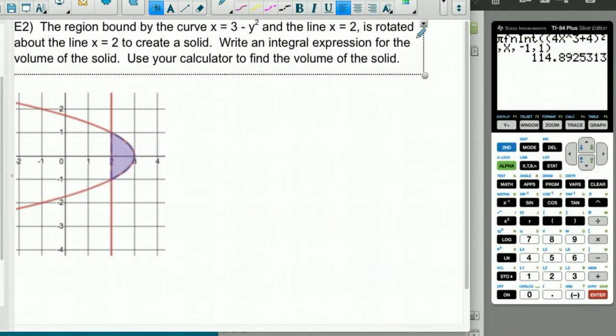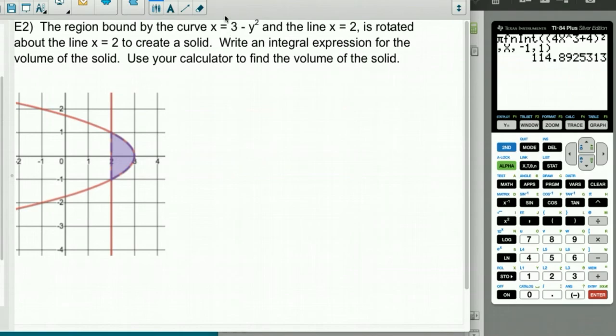All right, so let's go ahead and do this one. The region bound by the curve, so this is the curvy part, the 3 minus y squared, and the line x equals 2 is rotated about the line x equals 2. So my axis of rotation is this line x equals 2.